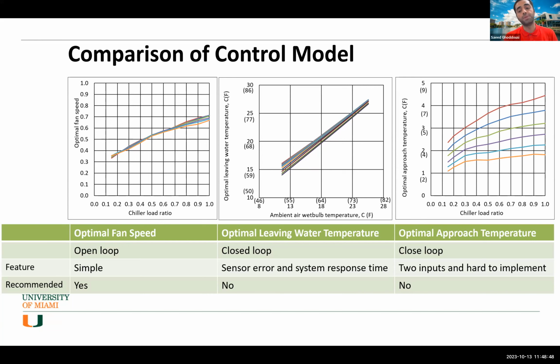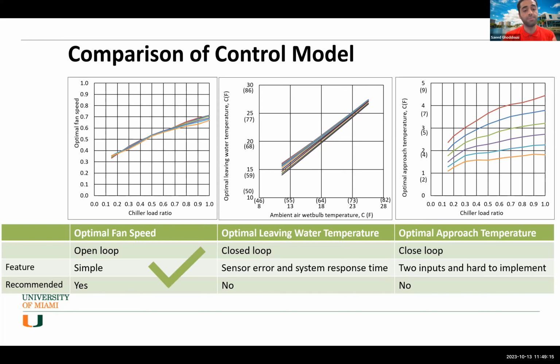Also, the optimal approach temperature is a control approach, a closed loop control. It has two inputs, ambient air wet bulb and chiller load, and is sensitive to both. It is hard to implement in a system. Again, because it is closed loop and has a sensor, and for the reasons we discussed for the optimal leaving water temperature model, we can say that this is not recommended.